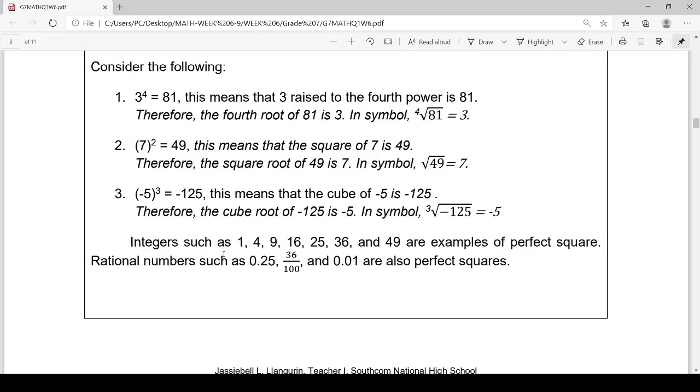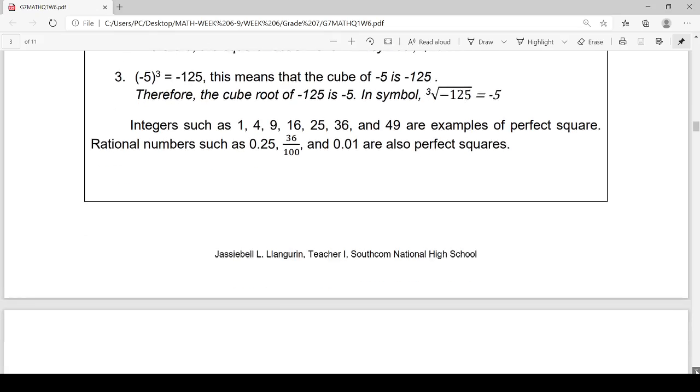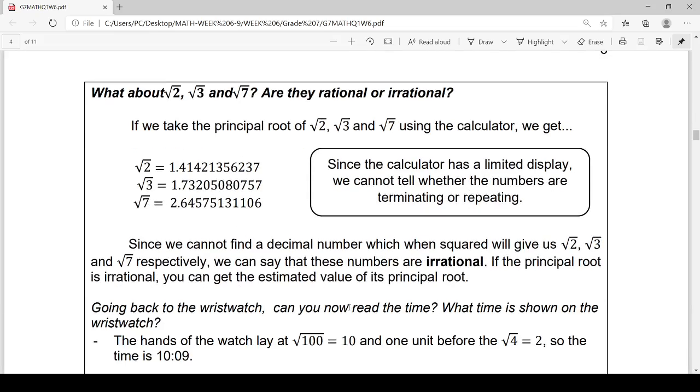Integers such as 1, 4, 9, 16, 25, 36, 49 are examples of perfect squares. Rational numbers such as 0.25, 36/100, and 0.01 are also perfect squares. What about square root of 2, square root of 3, and square root of 7? Are they rational or irrational? If we take the principal root of 2, 3, and 7 using a calculator, we get this one.